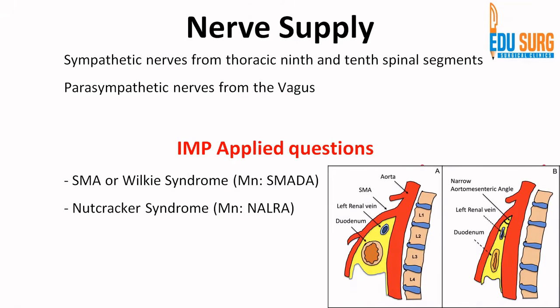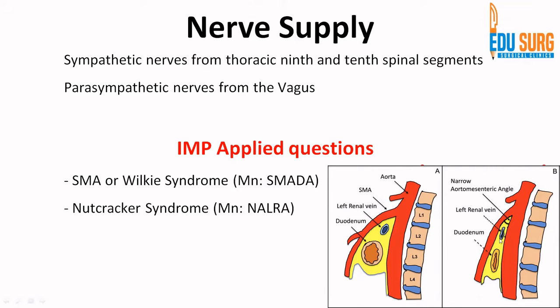Now coming to the other syndrome that is commonly asked, that is known as nutcracker syndrome. So SMA syndrome, SMADA, nutcracker syndrome, NELRA. What that means is that here the artery, that is the superior mesenteric artery, is compressing the left renal vein between the artery and the aorta. Okay, so you can see here the left renal vein, the superior mesenteric artery. When the fat is lost, it can lead to compression of the left renal vein by the superior mesenteric artery and aorta. Again, something that is seen in sagittal section in a scan.